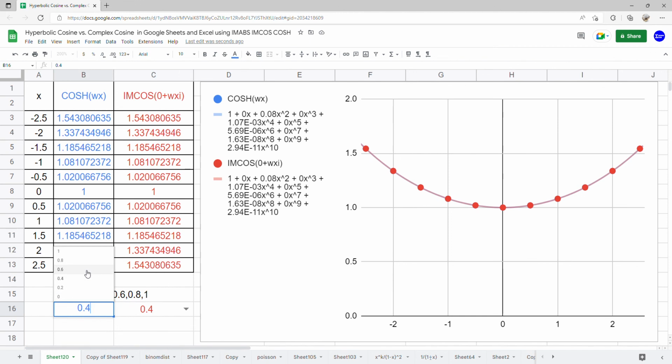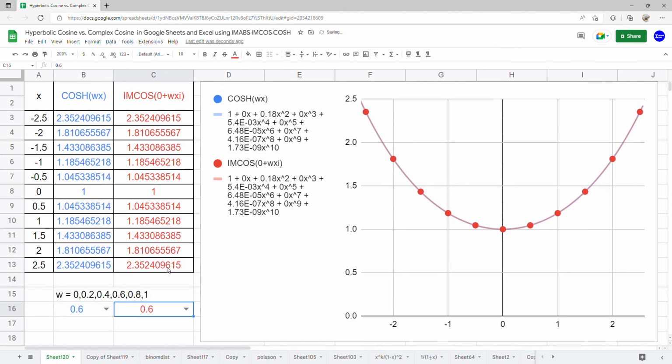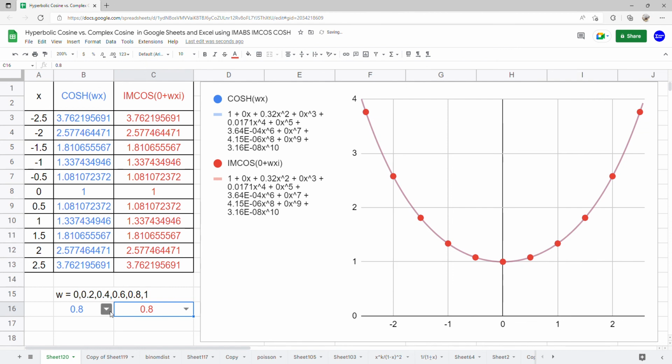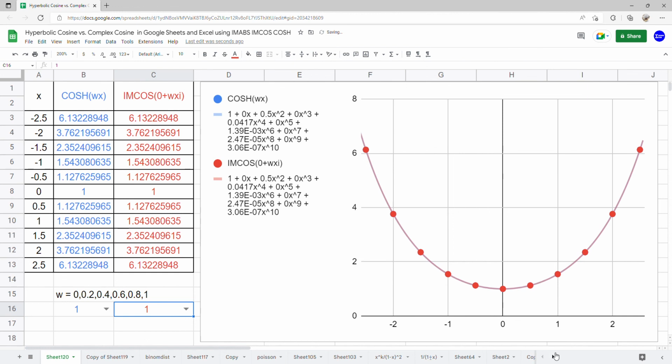Change this to 0.6. You can also change this to 0.6. Change this to 0.8. You can also change this to 0.8. Change this to 1. You can also change this to 1. This shows the difference between hyperbolic cosine and complex cosine.